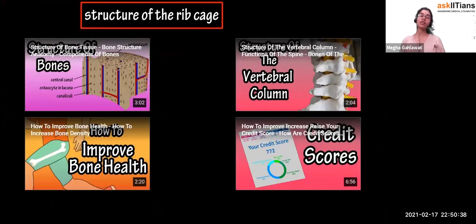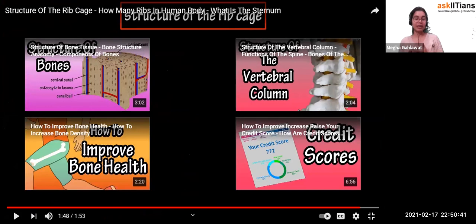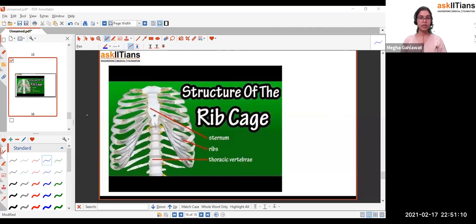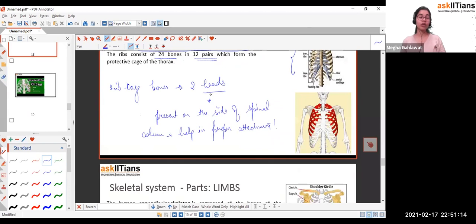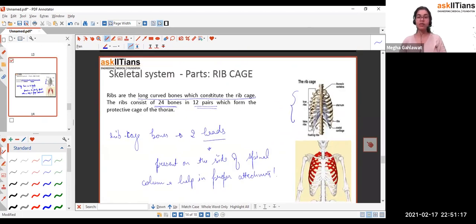Now, I know you may not have understood a few terms, but that is completely fine. I'll just summarize the entire structure for you. It's very important to understand that we have 24 bones, that is 12 pairs of ribs. We have the true ribs from 1 to 7, and then the false ribs. These are called true ribs because they're directly attached to the sternum bone, which is present right here, with the help of the costal cartilage. You can just call it cartilage.